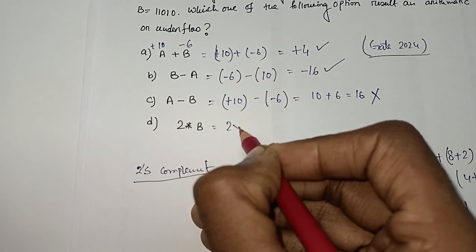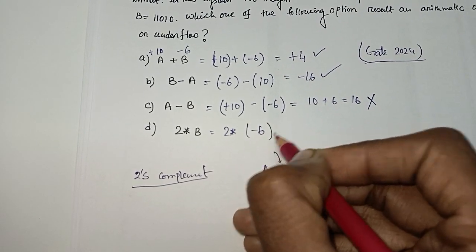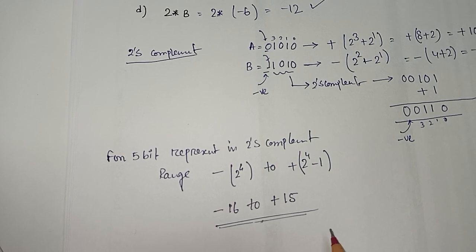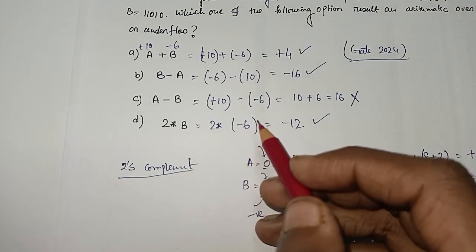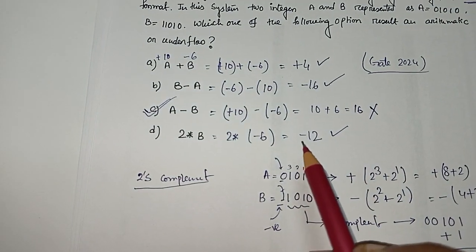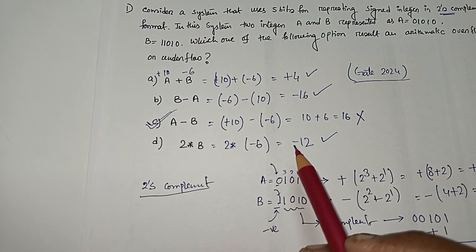2 into b means 2 into minus 6, so minus 12 also falls into the range of minus 16 to plus 15. So overflow or underflow does not occur. So option C, a minus b, is where the overflow or underflow occurs.